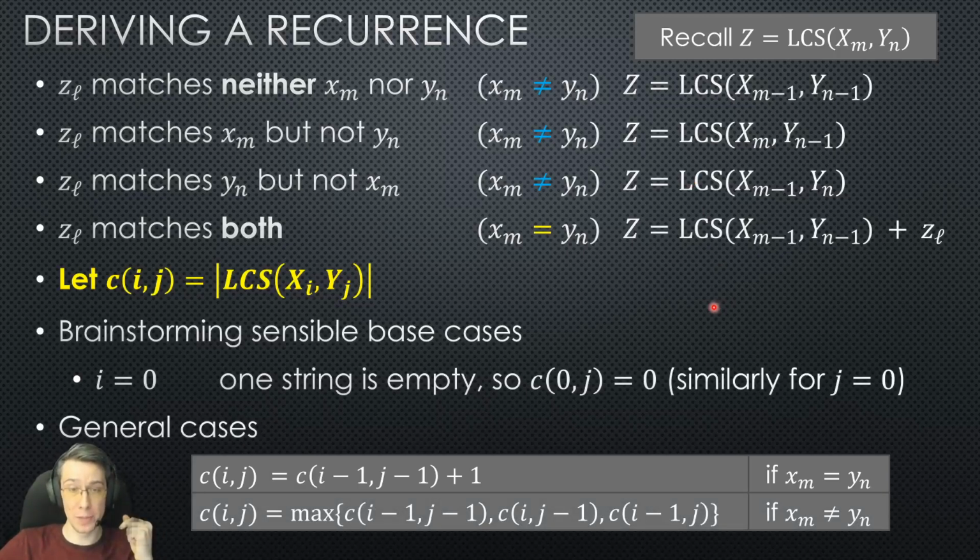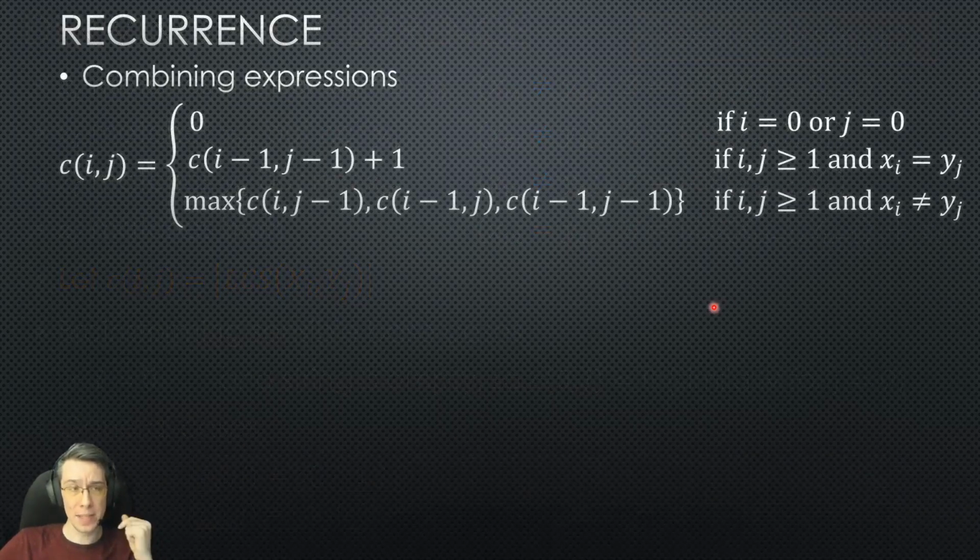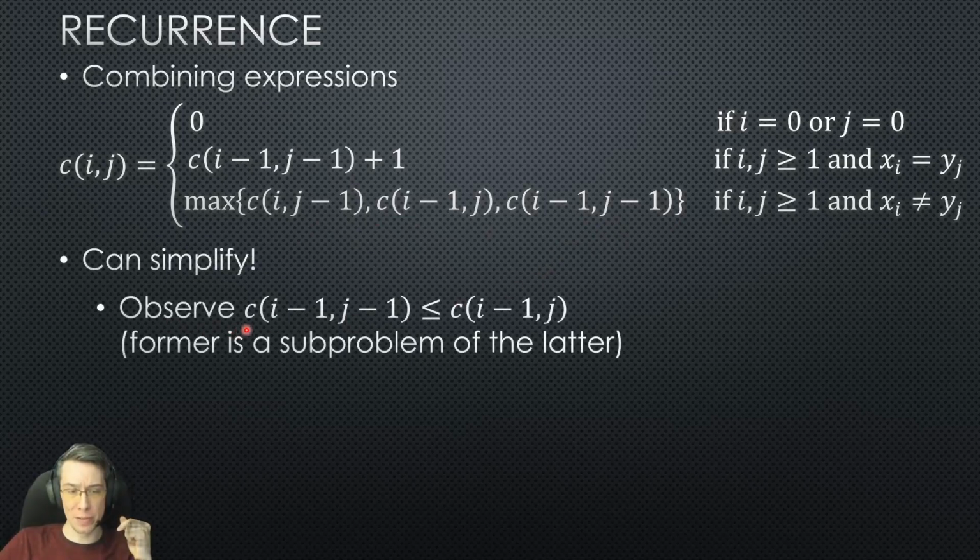Okay, not too bad. So let's combine these expressions into a single recurrence of the form that we're used to seeing. So here, those expressions are just rewritten into a recurrence with conditions written. We have the base case folded into the recurrence as well. And I can actually simplify this recurrence a little bit because there are three terms here being maximized over, right? And this last term, C of i minus 1, j minus 1, that's a subproblem of each of these two terms. Each of these two terms is solving a larger subproblem than this.